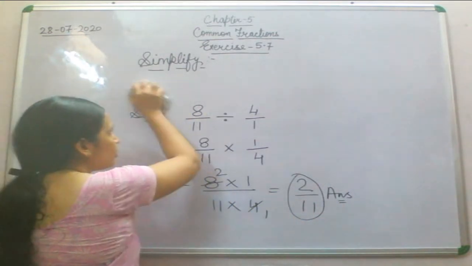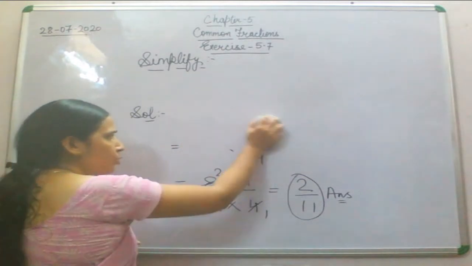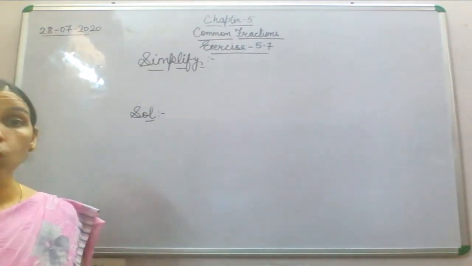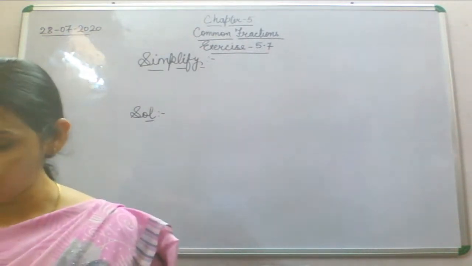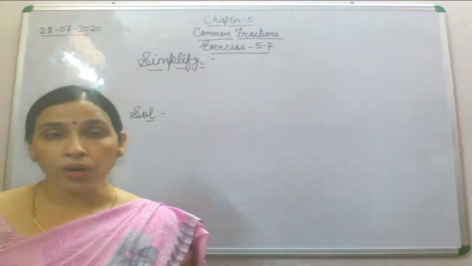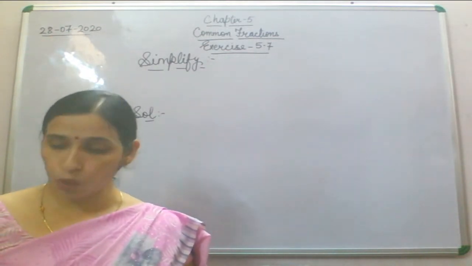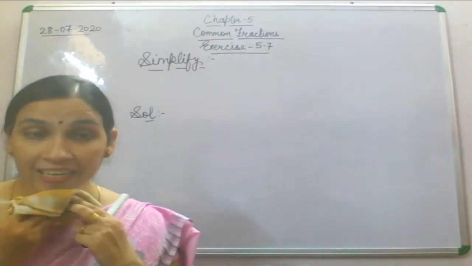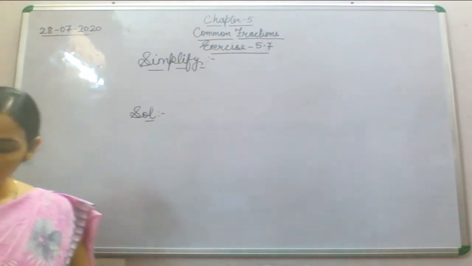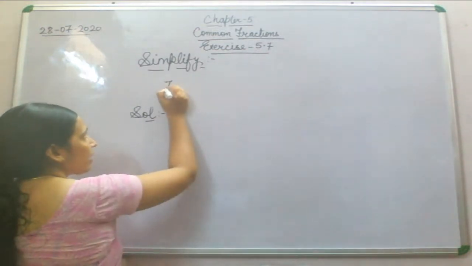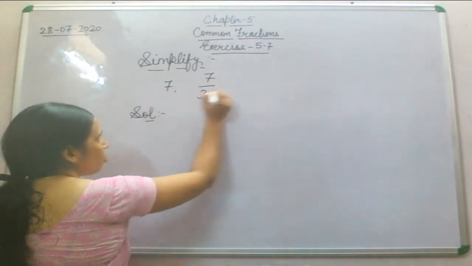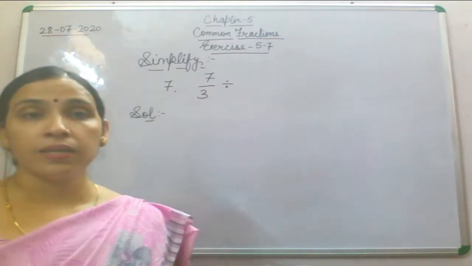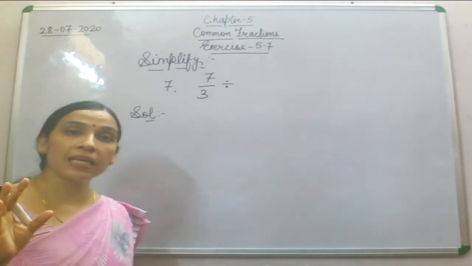Now let's start our question number 7. We are going to do question number 7 step by step, and we will understand how you are going to do the division. The next question is related to improper fractions. Just now I am going to tell you what an improper fraction is. I know that you all know it, but I am going to repeat it, because if any child has any kind of confusion, it will be cleared.